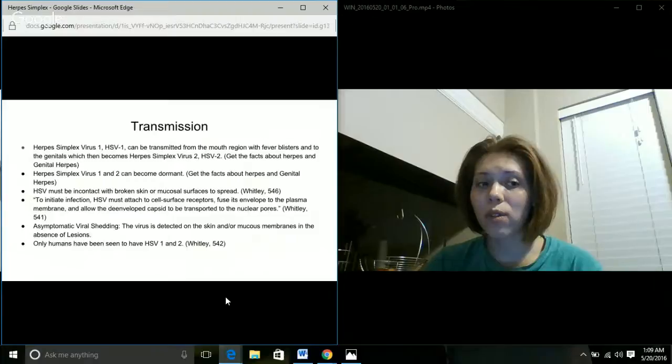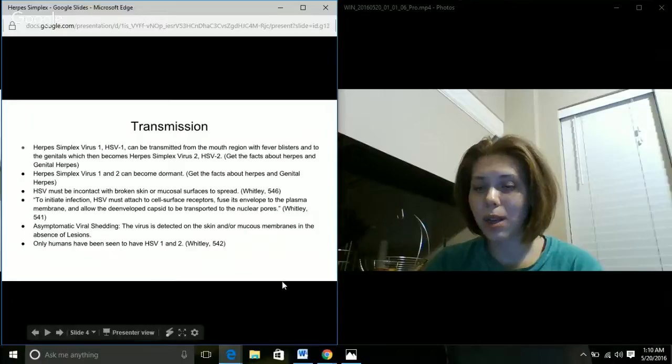In order for the HSV, herpes simplex virus, infection to spread, the HSV must be in contact with mucosal surfaces and or abraded broken skin. To initiate infection, HSV must attach to cell surface receptors, fuse its envelope to the plasma membrane, and allow the de-enveloped capsid to be transported to the nuclear pores. As of now, humans are known to be the only reservoir of HSV1 and 2.